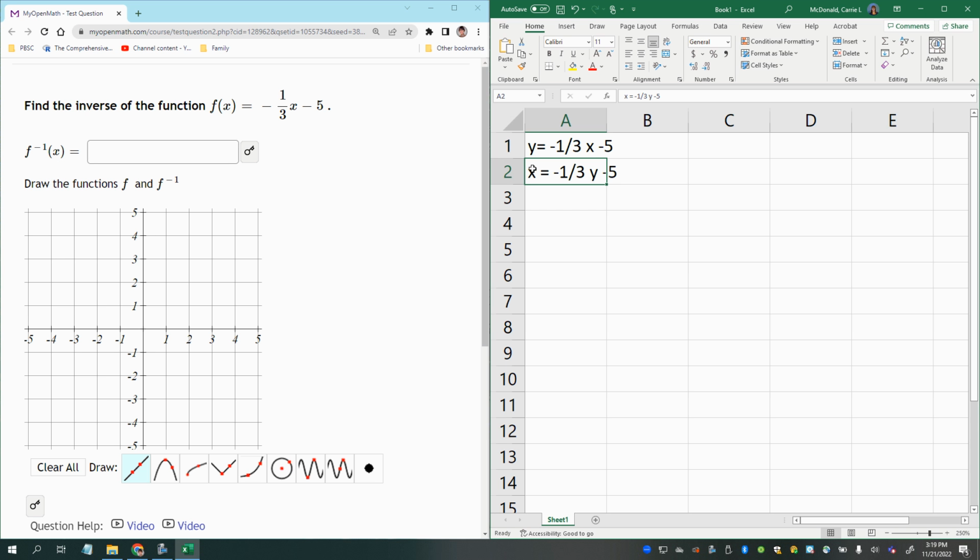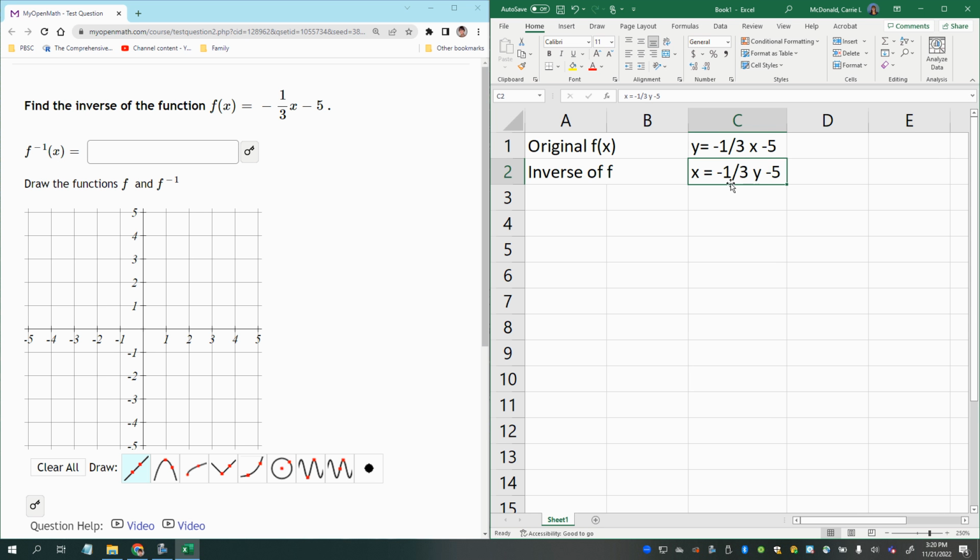So now this is actually the inverse. So this is the original function here, function f of x, right? And then the inverse of f, okay? That's what we have here. Now we want to take the inverse, so this is the inverse right here, but we need to put it into function notation. So we're going to solve for y by doing inverse operations.